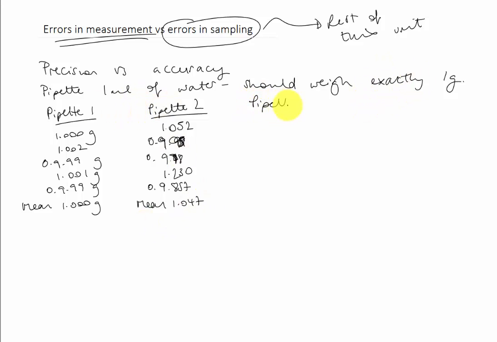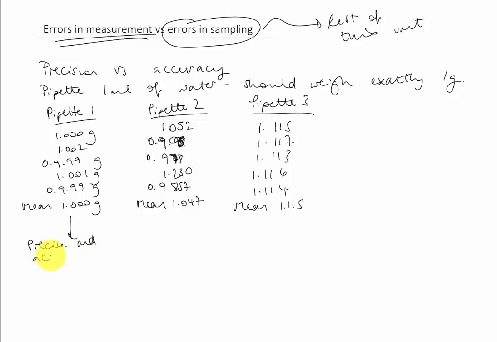And then pipette 3, how about if we had 1.115, 1.117, 1.113, 1.116, something like that. So there the mean is 1.115, and these are all very close together, but the answer is wrong. The answer should be 1 gram, and it's on average 1.115 gram. So this is both precise and accurate.